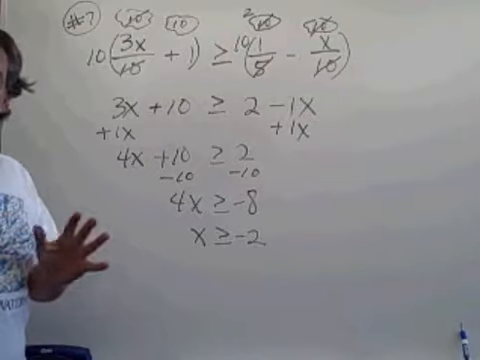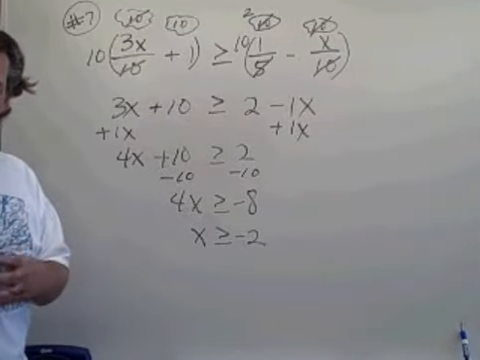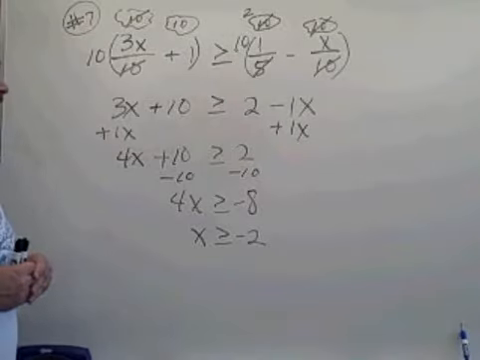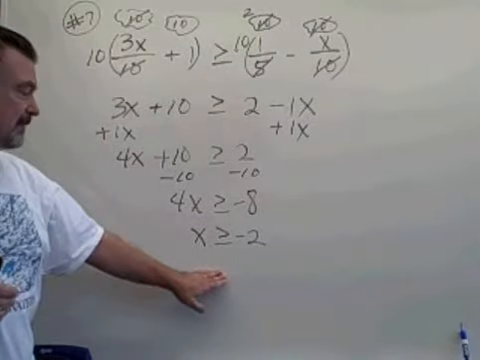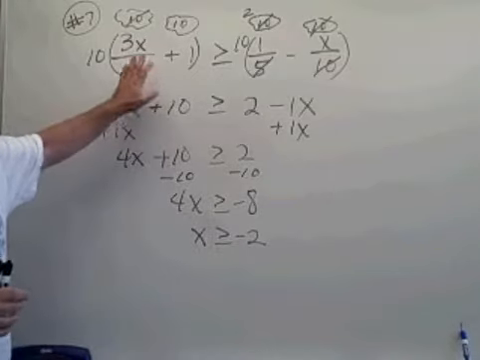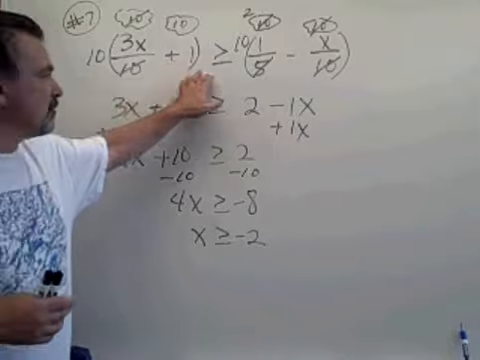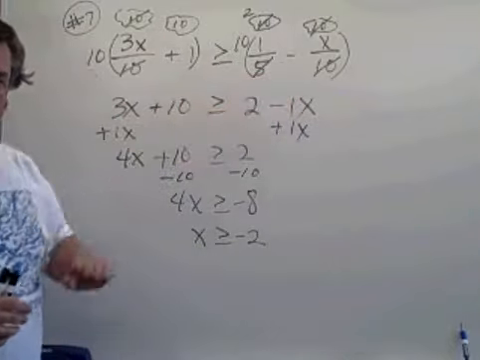And the other case is if you multiply by a negative, which happens much less frequently than ever having to divide by a negative. So here's our solution set. If you pick x values greater than or equal to negative 2, then this expression, when you substitute for x, will be greater than or equal to this expression when you substitute for x.